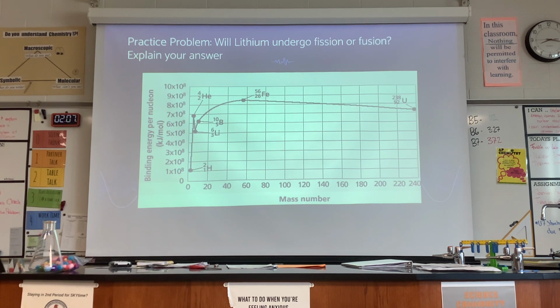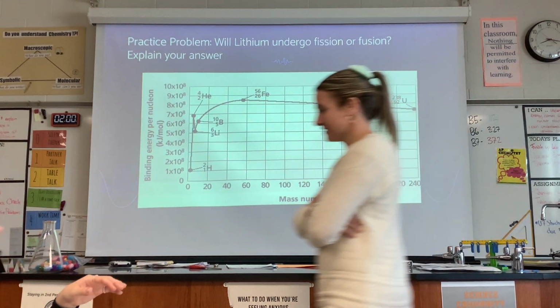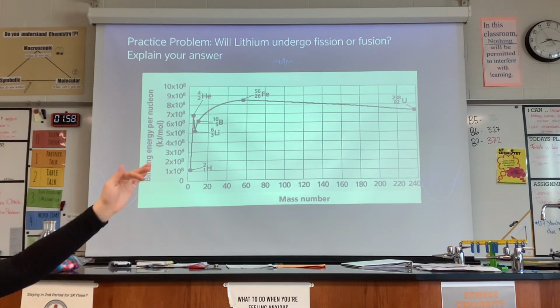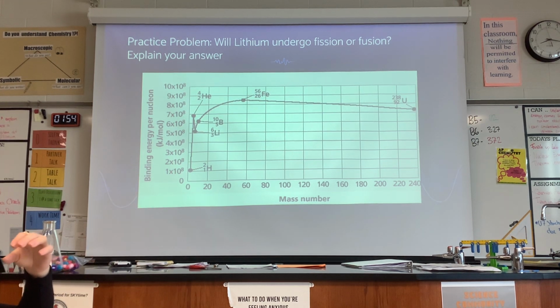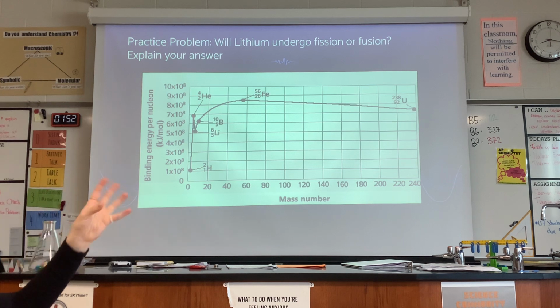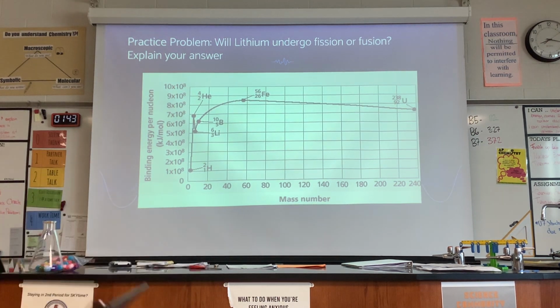Good, so I need to see fission or fusion on your board and why. When it gets too big, it needs to split into 2. And as you're going down that table, it's going to get bigger. So when it gets bigger, it needs to split into 2, and it becomes unstable. And when it's unstable, then it splits.